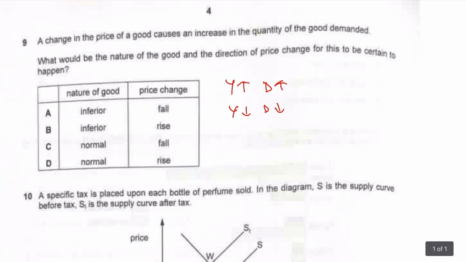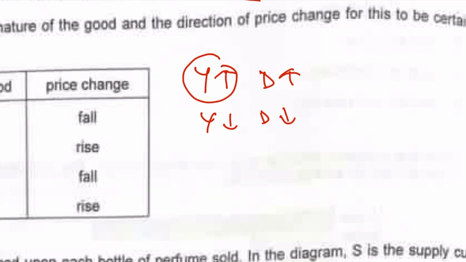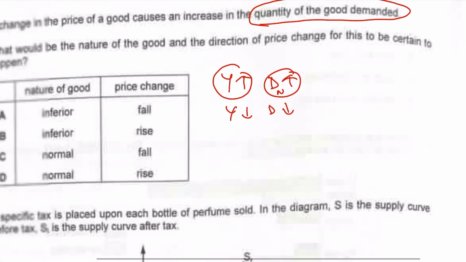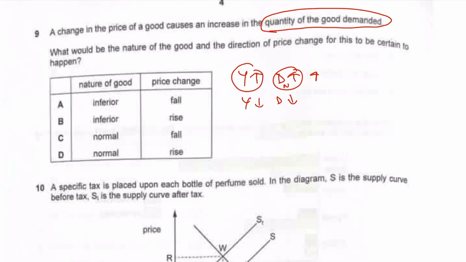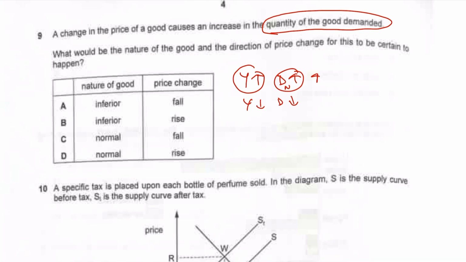Now, as the quantity demanded is increasing, this definitely means that for normal goods the incomes are going up, which means that the demand for normal goods is going up, and that has caused an increase in the quantity demanded, and also resulted in an increase in the price of the good, because when the demand goes up, the price of the good will rise, which will also result in an increase in the quantity demanded. So all the conditions are being satisfied. So the correct answer would be D. The nature of the good has to be a normal good.